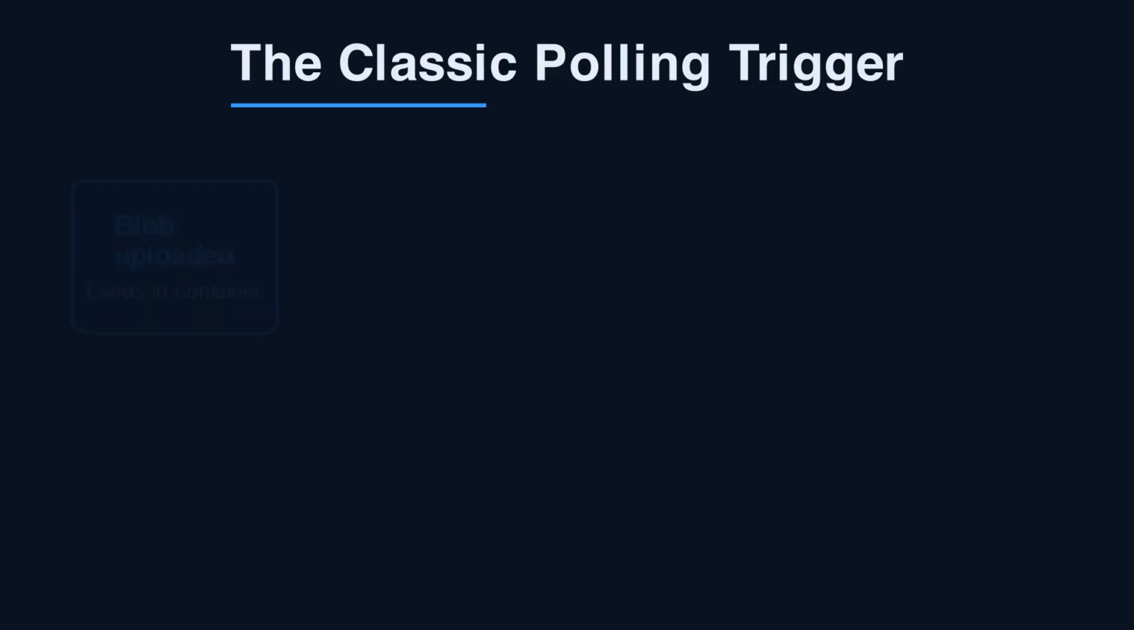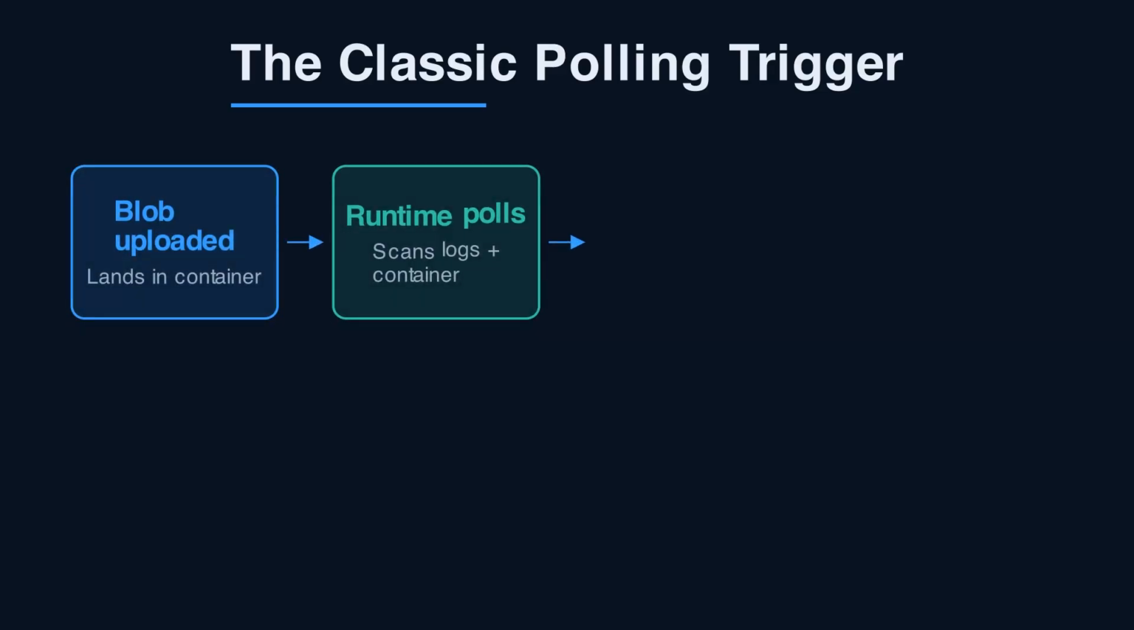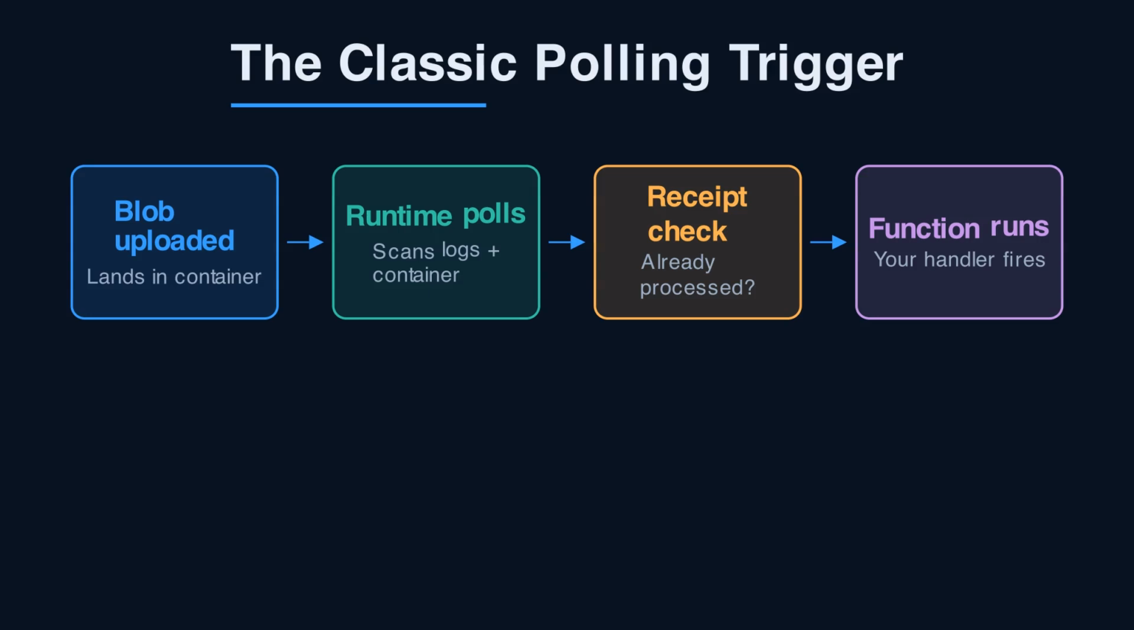The default blob trigger is the one almost everyone starts with. You decorate a function with a blob path, point it at a container, and new files invoke your code. Under the hood, it does not get a real notification. The function's runtime keeps a blob receipt store and periodically scans the storage logs and the container to find blobs it hasn't processed yet. For small workloads, this is fine and dead simple to set up.